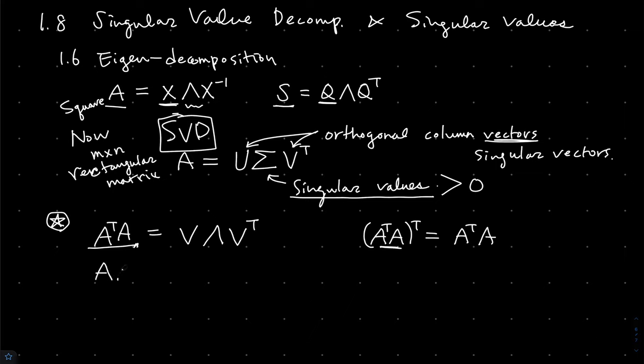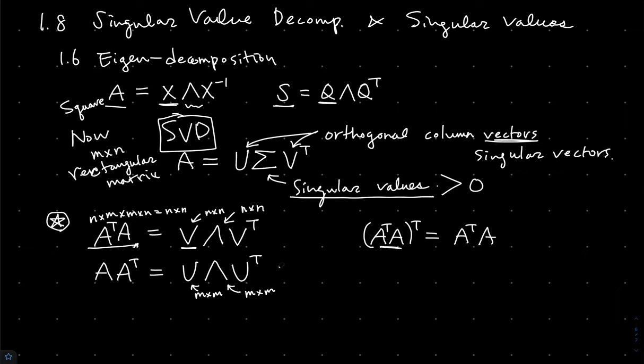Similarly, if we do the eigen decomposition for A A transpose, we will get U lambda U transpose. Here I would like to note the dimensions. A was M by N, so A transpose A is N by N, and A A transpose is M by M. So these lambda matrices are different in dimension, but the diagonal elements should be the same.